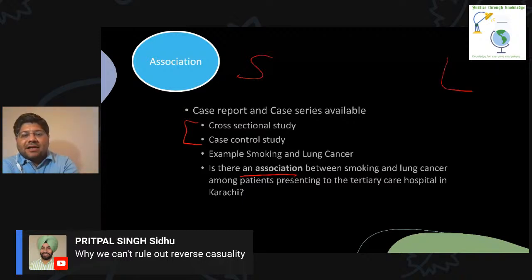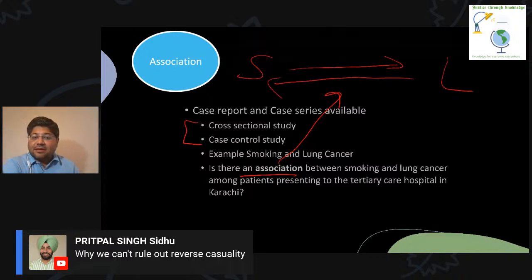So if there is an association, what does that mean? That either smoking caused the lung cancer, or there is a possibility of reverse causality, that is, lung cancer gives rise to smoking. Now the question, and that's a very intelligent question, is why we cannot rule out reverse causality? That's because of the inherent effect of these study designs, which is the cross-section study or the case control study.